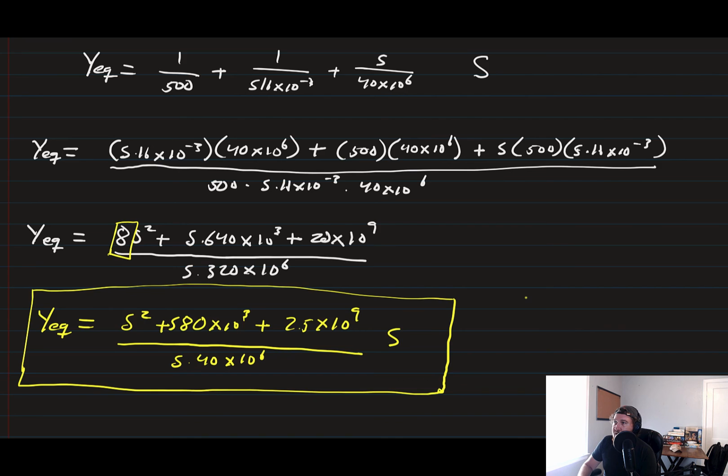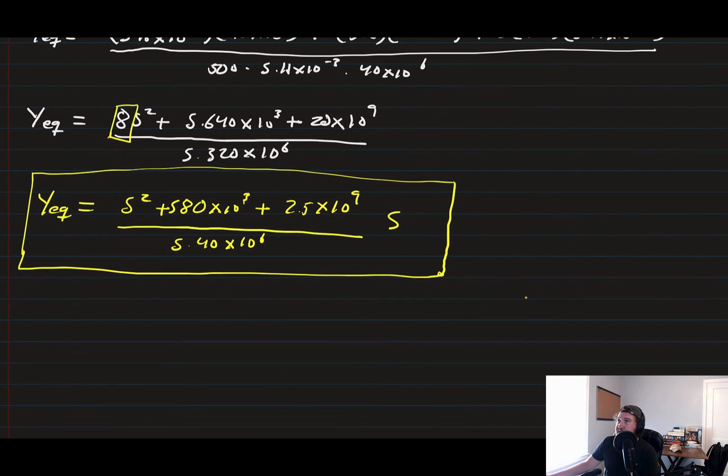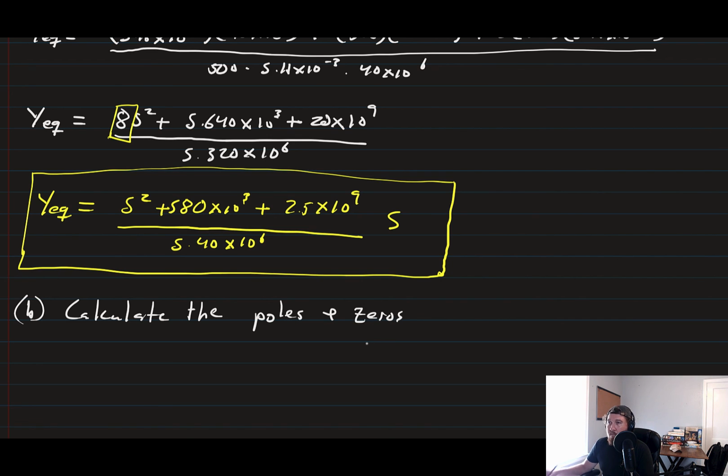Now, all of that was super fun, but the reason we would even care to do it in the first place is because for this circuit, we want to do what we're asked to do here in part B, which is calculate the poles and zeros for YEQ. This will come back in a big way in another chapter.